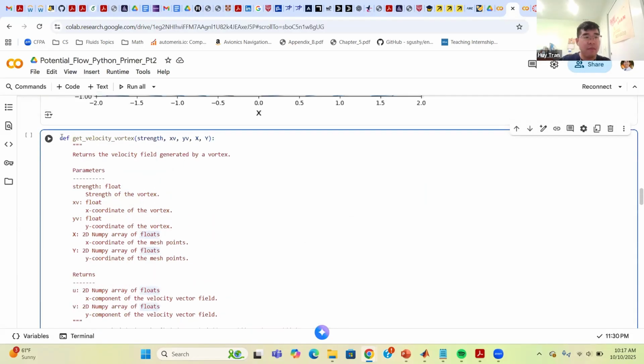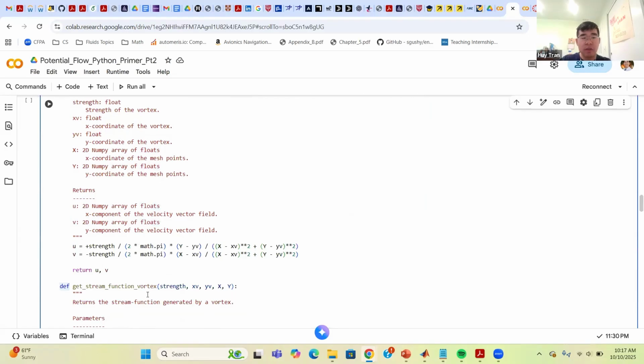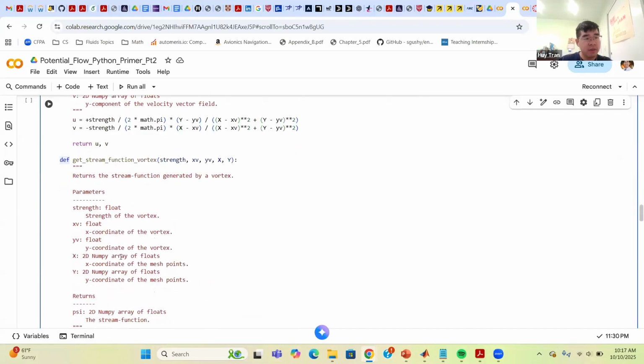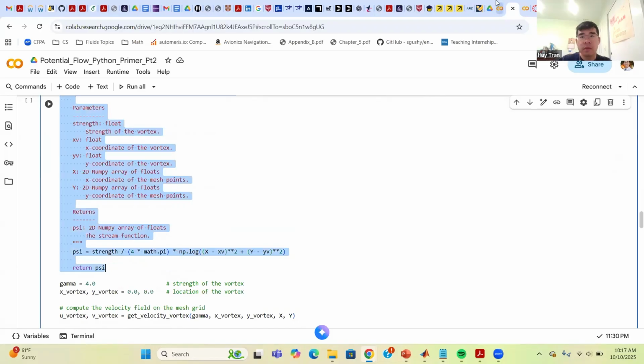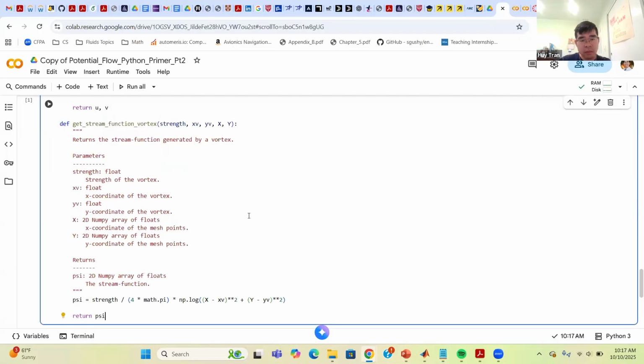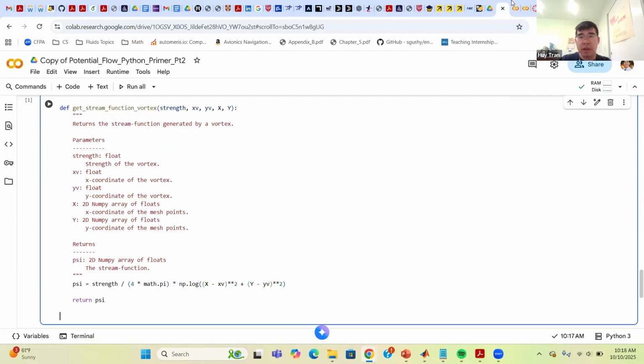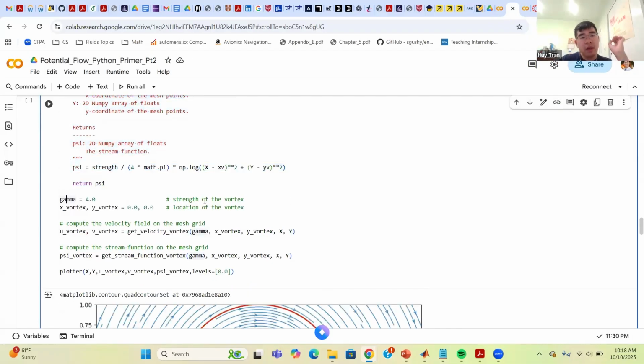So in the next coding block, I have my get velocity for vortex and get streamline function for vortex. Same concept, except instead of the equations for the doublet, now we have the equations for the vortex. So paste it over. Similar story. We have a strength of the vortex, but instead of being kappa, now it's gamma, and then we have the location of the vortex. From that, we can compute the u and v velocities for the vortex and the stream function for the vortex. And then we can plot it, which is what I'm going to do.